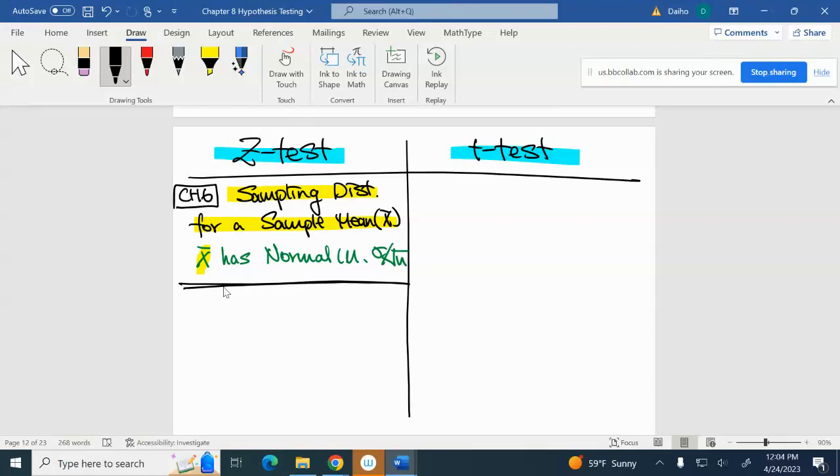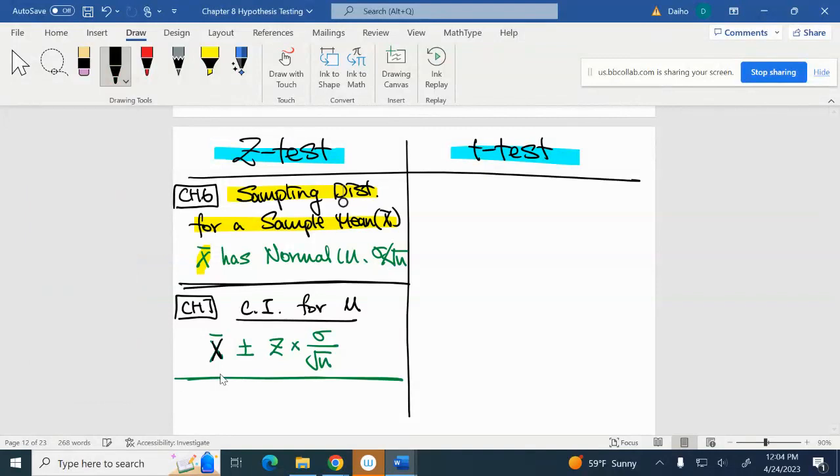Based on the sampling distribution, based on the normal distribution, in chapter 7, we made the confidence interval for the unknown population mean, which was x bar plus or minus z times sigma over square root of n. Confidence interval, chapter 7.